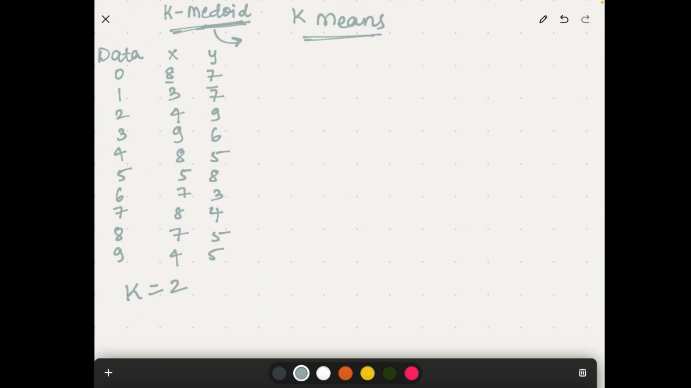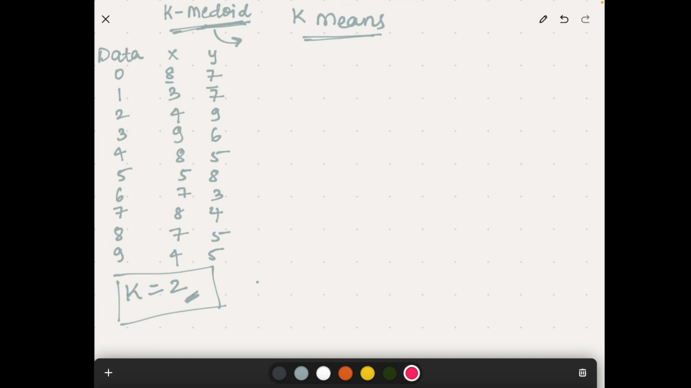You'll understand this more. Let's just look at an example first. This is the data given to us. We have a total of 10 data points, and the x and y are represented over here respectively. Now we have to form two clusters. Just like we did with K-means, here also we are going to assume two centroids, or in this case, two medoids.